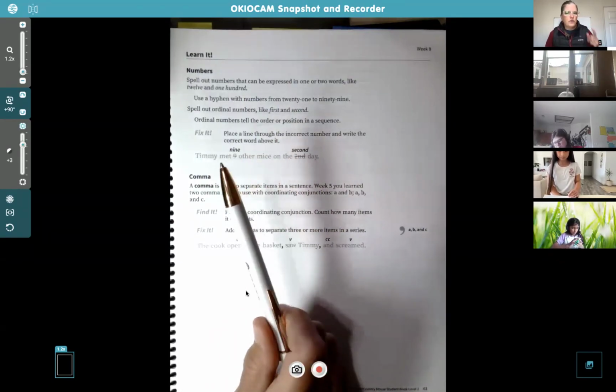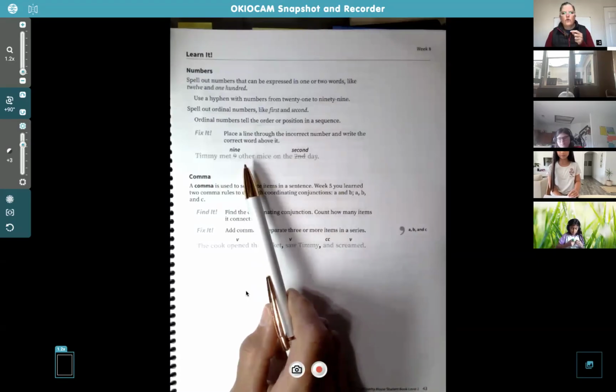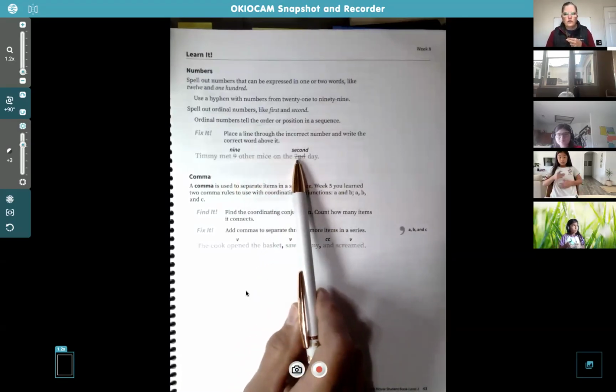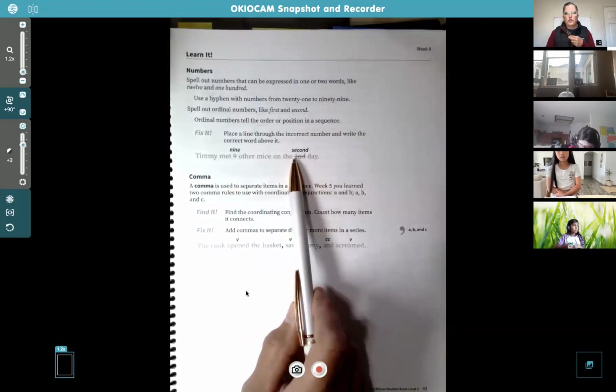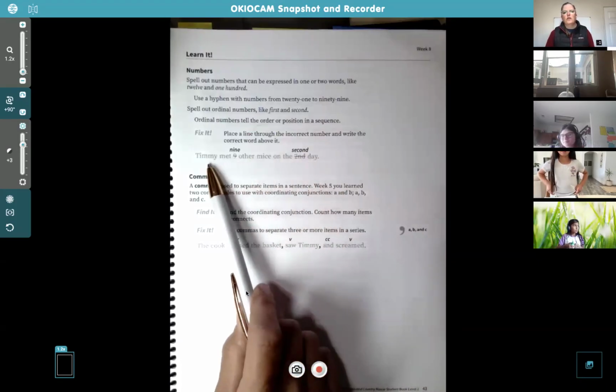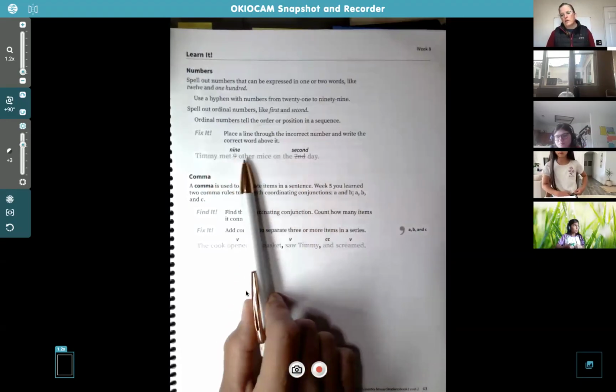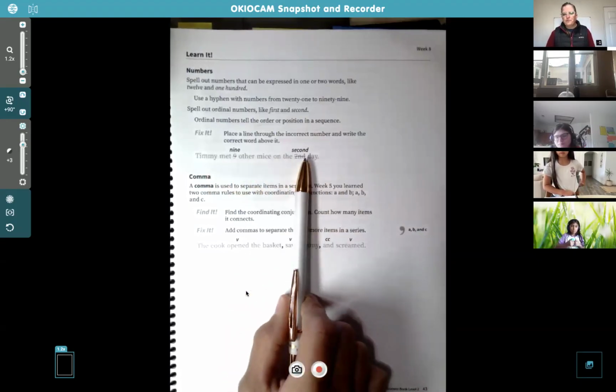Now, in your KWO that you do, or your story sequence chart, it's okay to use numbers. And like for second to do 2ND, that's okay. But when you go to write your stories or in this grammar book, they need to be spelled out.